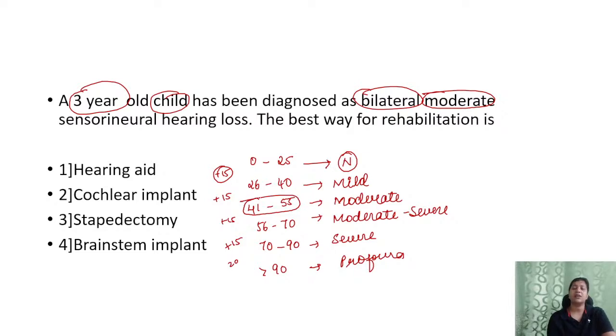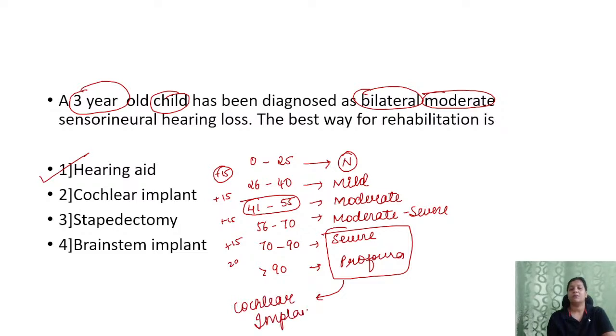So if a patient is having this much, 41 to 55 decibel hearing loss, why is there a necessity for surgery? Why can a non-surgical method not help? It can help. So a hearing aid which will amplify the sound is given for a patient with moderate hearing loss. But if the same question would have been given to you for severe or profound hearing loss, then your answer would have been a cochlear implant.